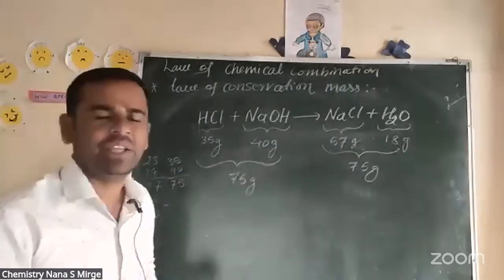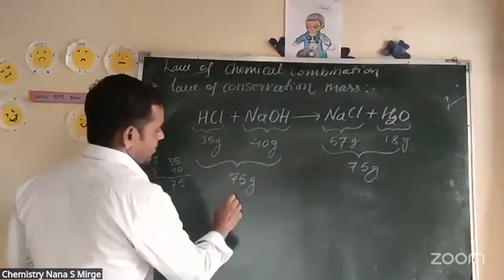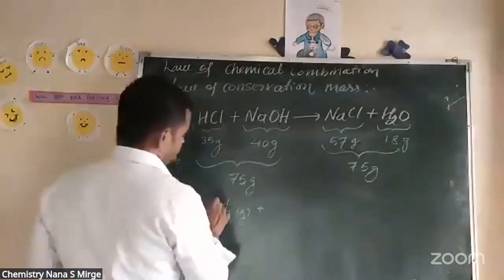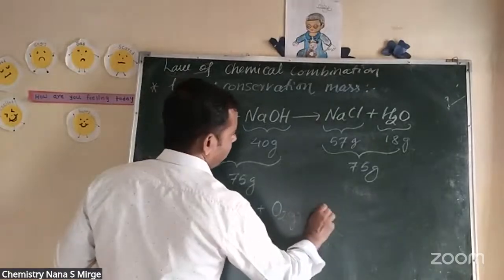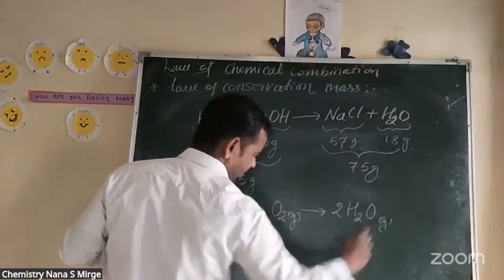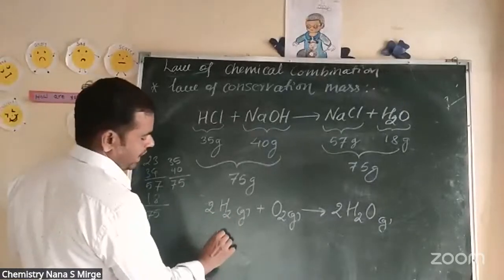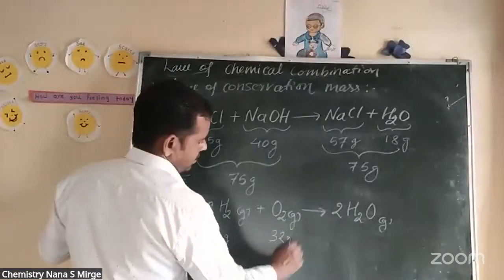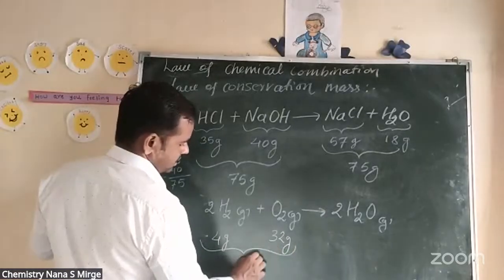You can take any reaction and find out the mass. For example, suppose 2 times H2 gas reacts with O2 gas to form 2 times H2O, gaseous or liquid form; if the temperature is higher it will be gaseous. So this is 4 gram, this one is 32 gram, and the total is how much? 36 gram.